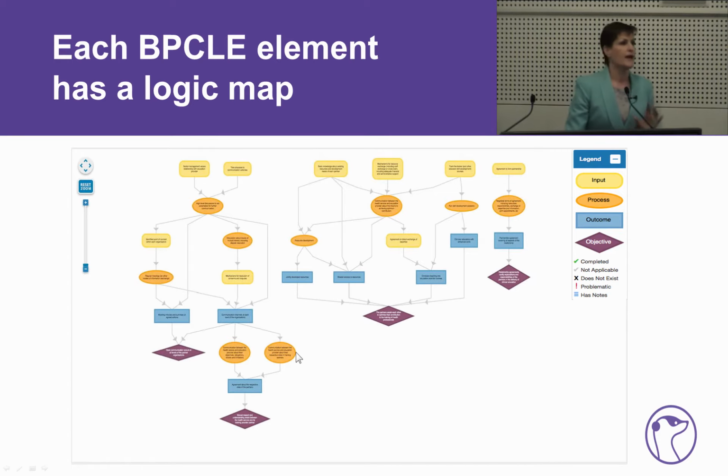So as I say, we had created logic maps for each of the 6 elements. This is the logic model for element number 4. We run our logic a bit differently to the convention. Our inputs are at the top. Then these are the processes. These are the outcomes and outputs. And the objectives are the purple diamonds at the bottom. So we had these beautiful logic models.